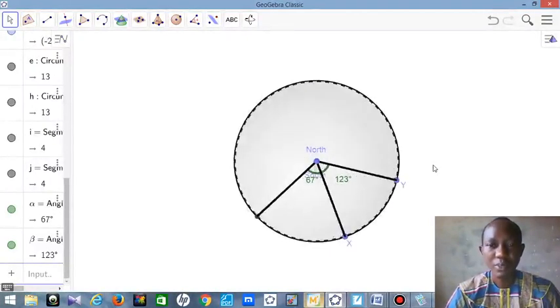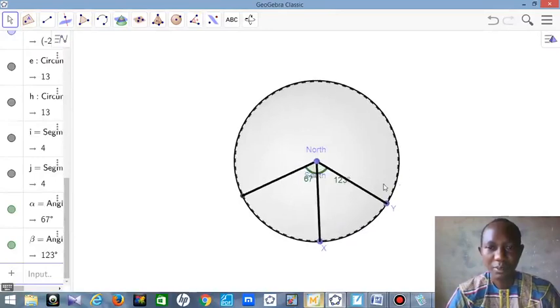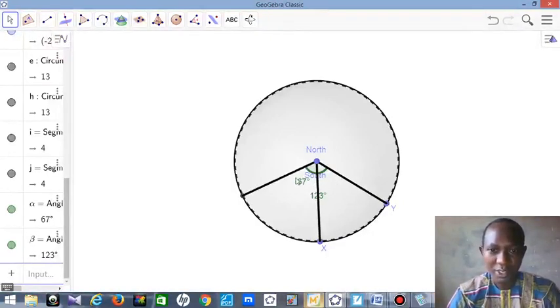If I look at it from the top, this is what I have from the top. 0 to X is 67, then from 0 to Y is 123. So the angle we need now is this angle between X and Y, and it will be easy for us. So you just subtract 123 minus 67, it will give you this angle. That is all we are doing.